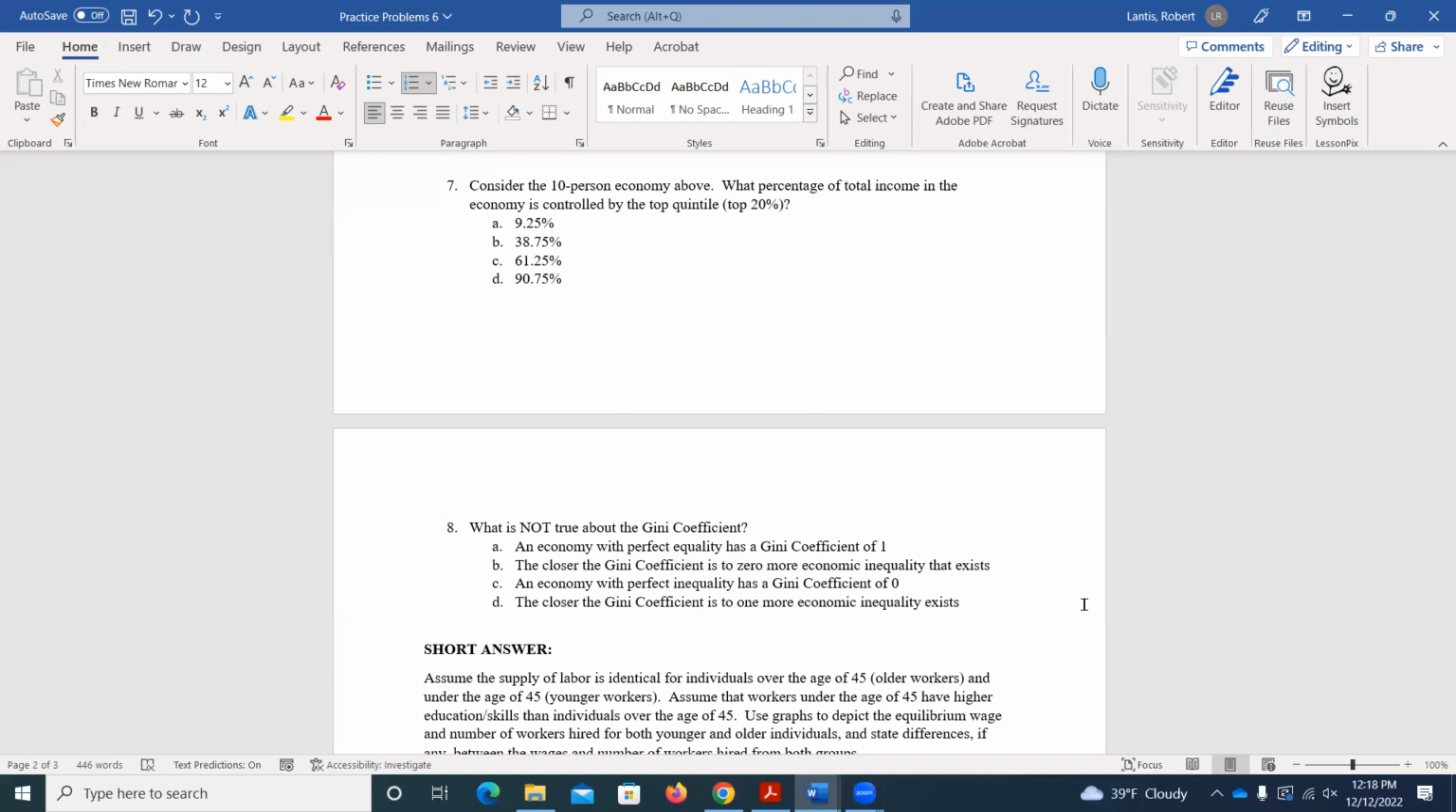As it got closer to looking like a right angle, we said that was a more and more inequitable society, right? But then as we get closer and closer to this 45-degree line, we're getting closer to having perfect income equity, or perfect income equality. So this Gini coefficient, we said, let's see here, which one's not true?